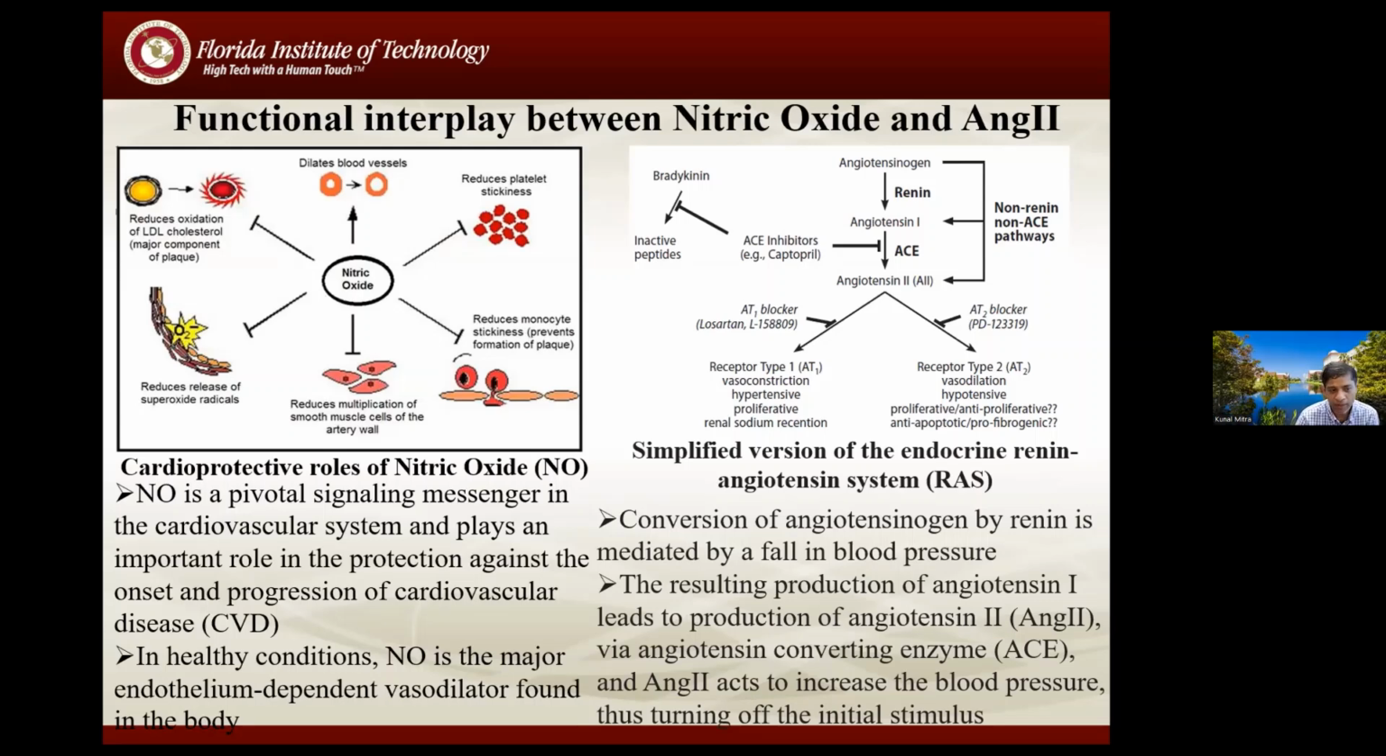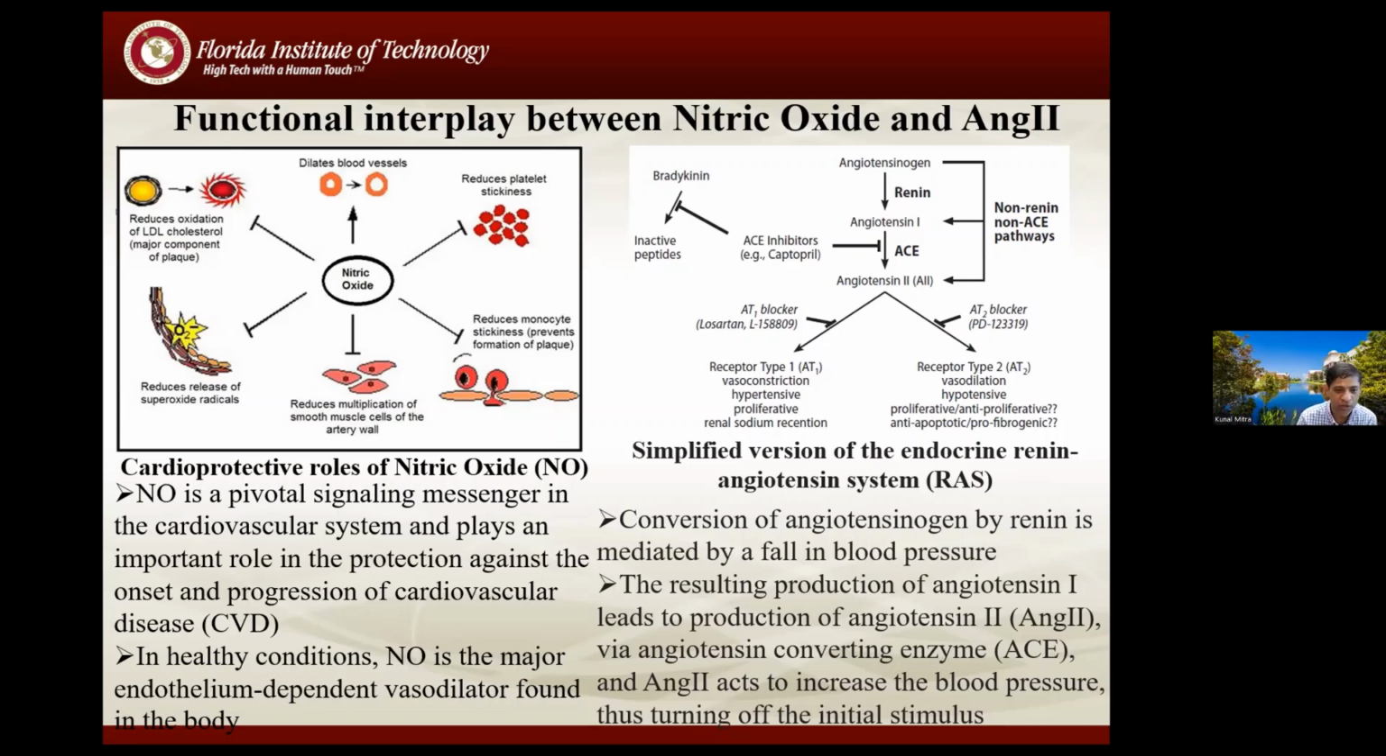In healthy conditions, nitric oxide is the major endothelium-dependent vasodilator found in our body. But maybe I'll not go into the very details of the biology; the renin-angiotensin system is the key that comes into play.